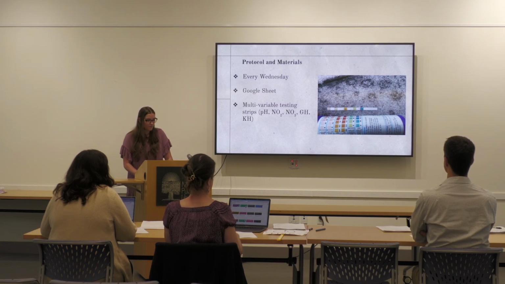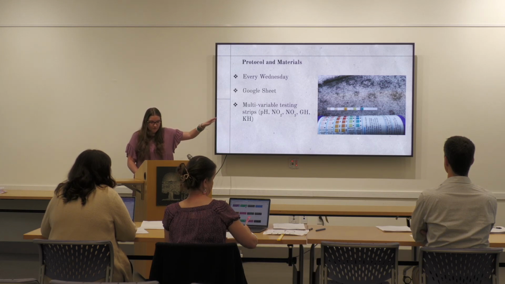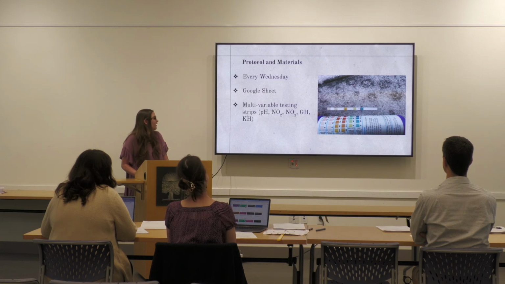And then I did multivariable testing with these testing strips that you see over here. Going, I believe, left to right, I had pH, NO2, or sorry, nitrites, NO3, which is nitrates, GH, general hardness, and KH, which is carbonate hardness.